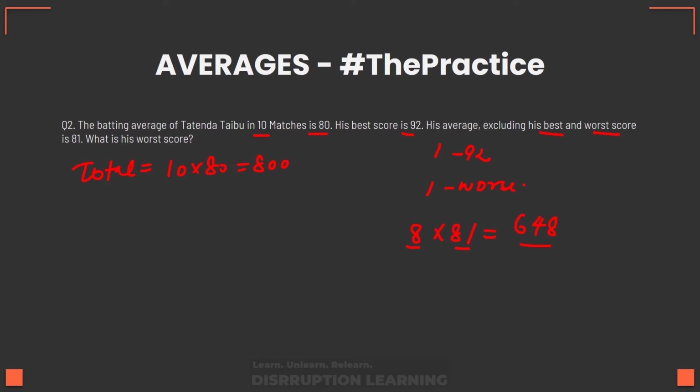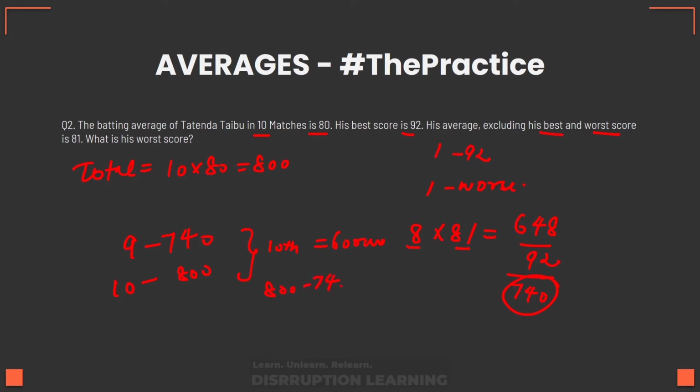So 648 and 92 is his best score. So what does this turn out to be? This is 740. So in 9 matches, his total is 740, and in 10 matches, it is 800. So in the 10th match, which is his worst match, he has scored 60 runs. I hope that is clear. This is simply 800 minus 740.